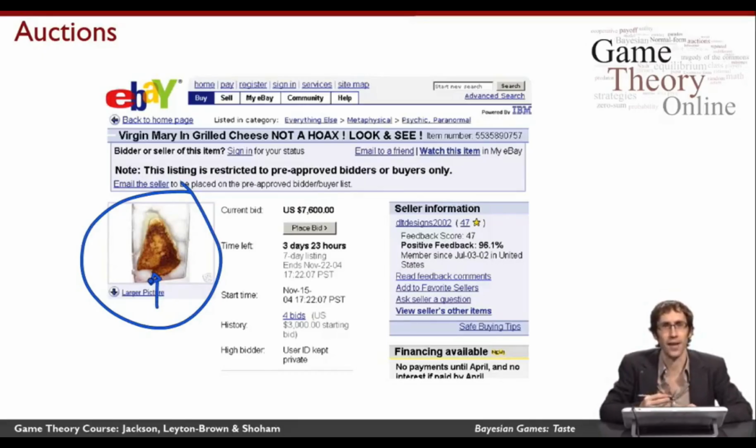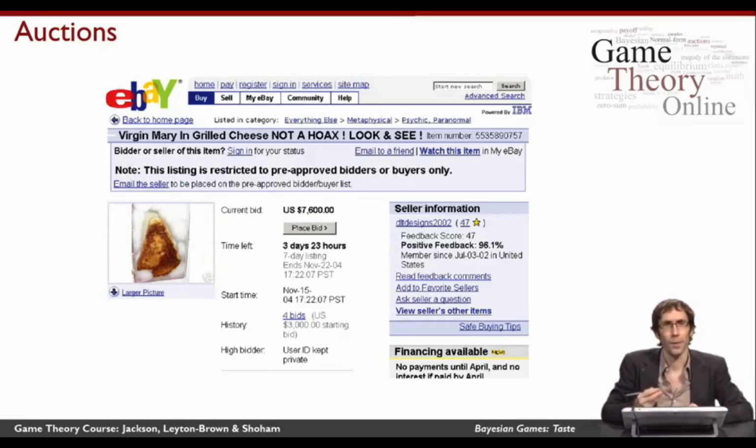She stopped eating the sandwich, and like anyone would do if they discovered a sign from God, she posted it on eBay to sell to the highest bidder. This is kind of interesting, both because it's ridiculous, but also because it goes to show how the internet allows auctions to create markets in places where they really wouldn't have existed before. So if this had happened before the internet, it seems pretty clear that this woman would have had a hard time finding a buyer for her grilled cheese sandwich.